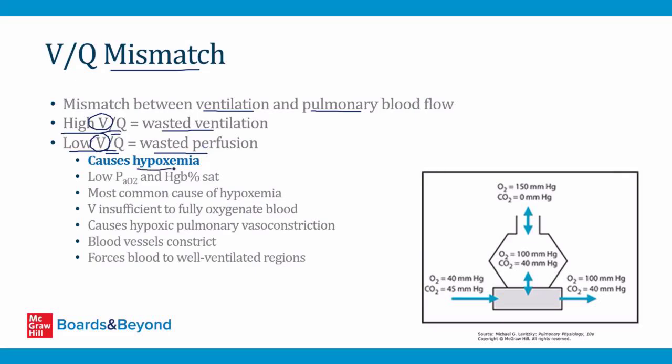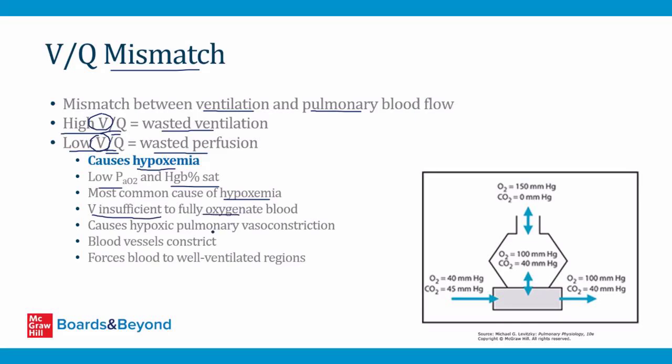Basically, you have more blood flowing through a section of the lung than you do ventilation, so you don't fully oxygenate the blood. As a result, you can get a low PaO2 and a low hemoglobin percent saturation. And as I talk about in the videos on hypoxemia and hypoxia, this is the most common cause of hypoxemia. Basically, what a low VQ ratio means is the ventilation is insufficient to fully oxygenate the blood.